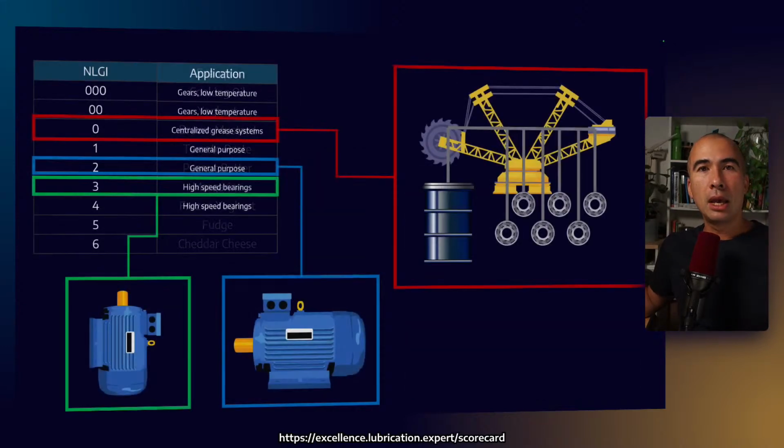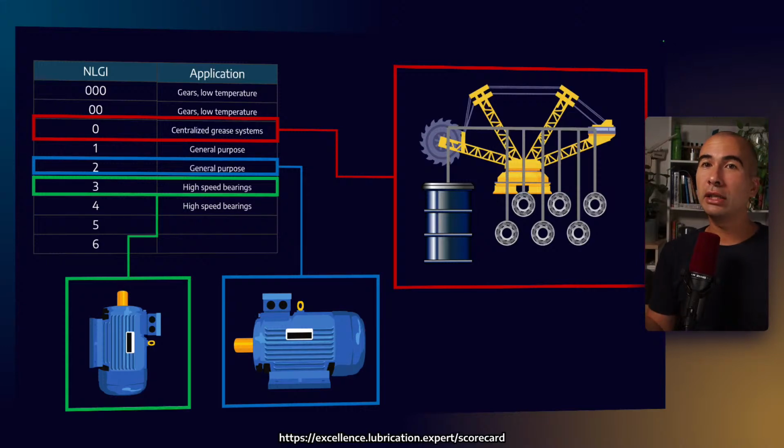All right. So where are the places that we would see different consistencies of grease? In centralized grease systems, in order to pump grease, you need something which is semi-fluid. So that's where you would see a 0 or a 00 or even a 000. Sometimes we even use 000 greases if we have a gearbox, for example, that is leaking, and we simply want a stopgap measure to stop fluid leaking out of the gearbox. Sometimes we put in a bit of grease.